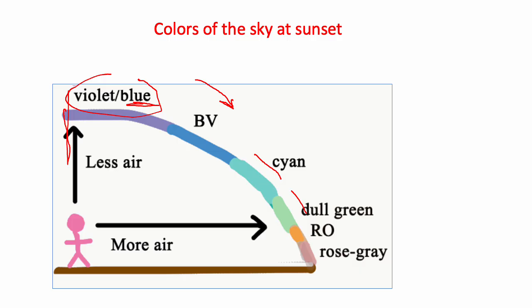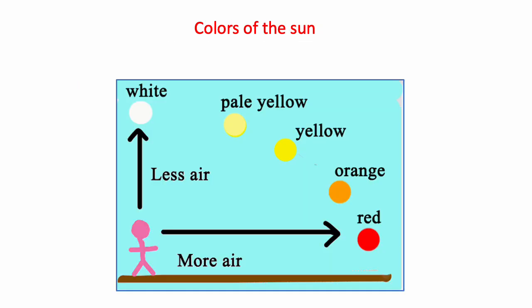At noon, the horizon is a hazy white, but at sunset, the blue wavelengths are lost, leaving the red-orange light to take over. And at the lowest part of the horizon, we get a rose-gray color due to dust and smoke from the ground. As for the colors of the sun, at the zenith, it is white, and as it goes down, it shifts toward a pale yellow, then an orange, and then finally a red, which is its most intense color.